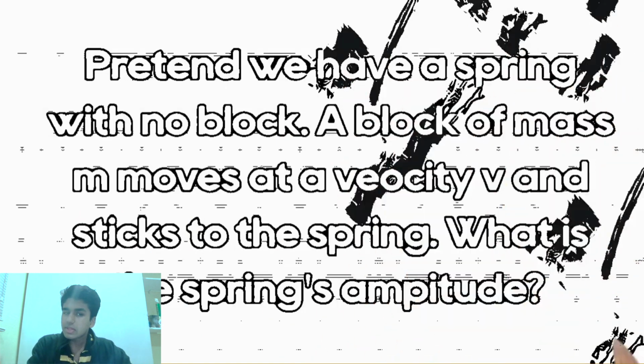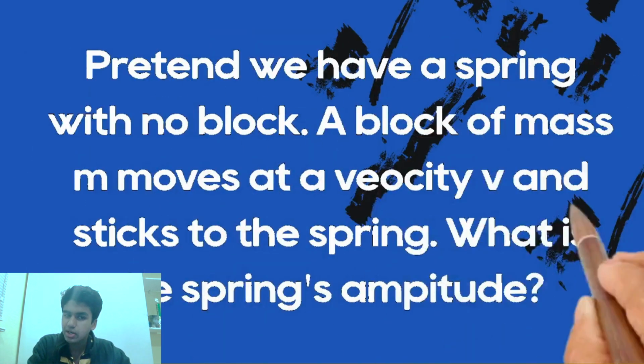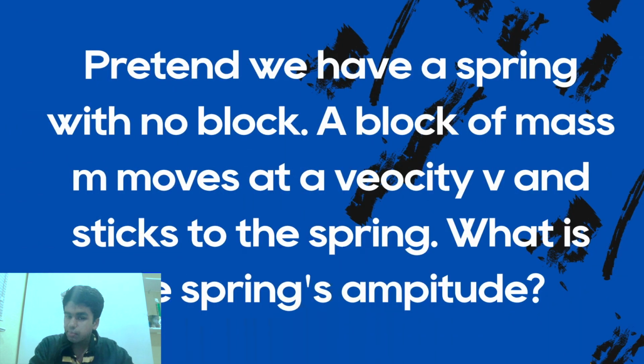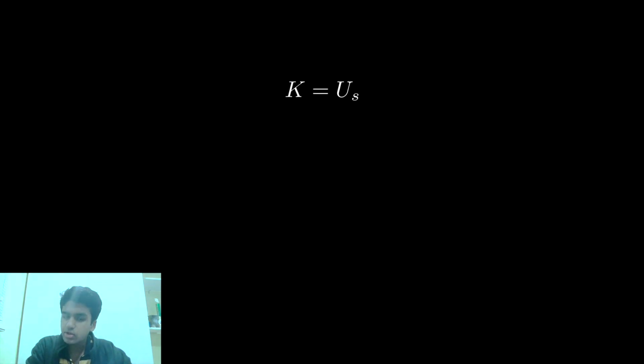Now, let's pretend we have a spring with no block right now, but then a block of mass m moves at a velocity v and it sticks to the spring. What is the spring's amplitude? We know that amplitude is the maximum displacement from the equilibrium point, so that means the spring potential energy will be maximized. So we simply set the kinetic energy equal to the spring potential energy.